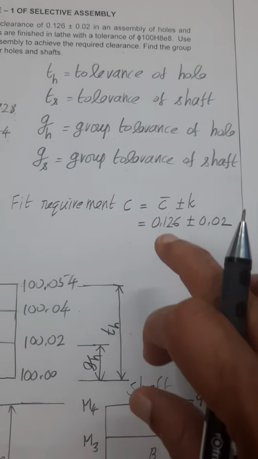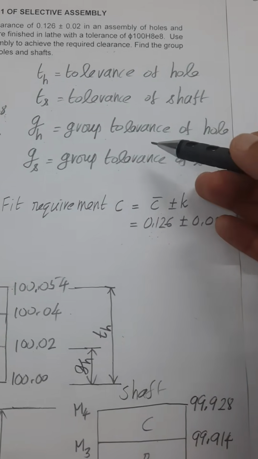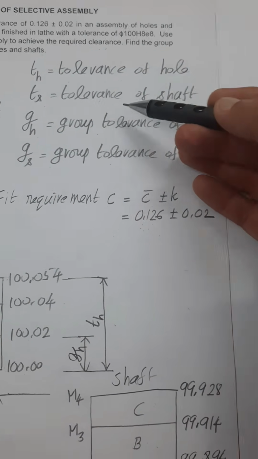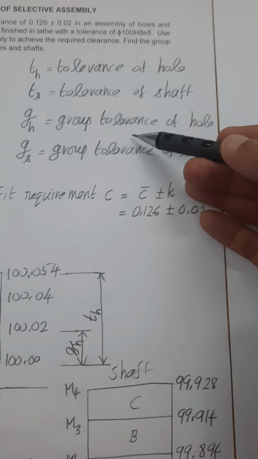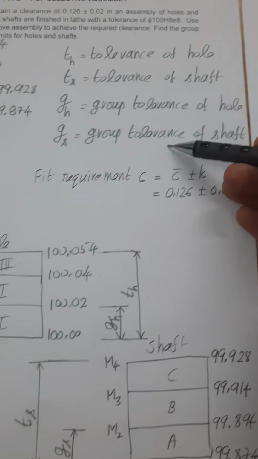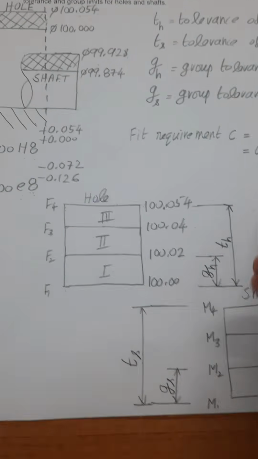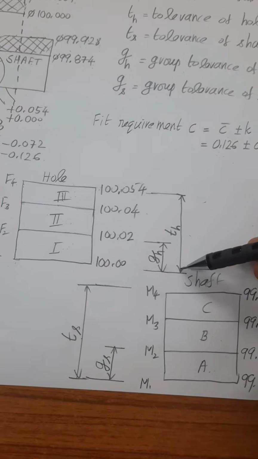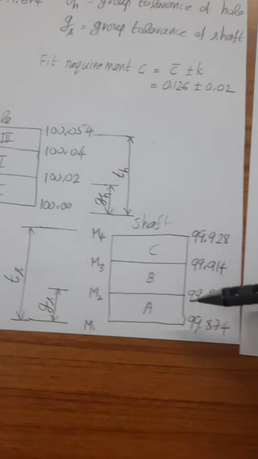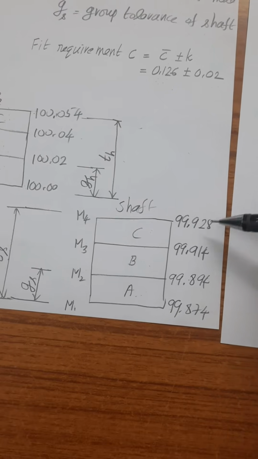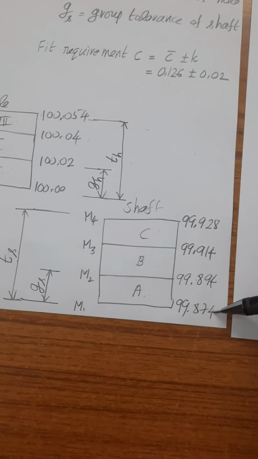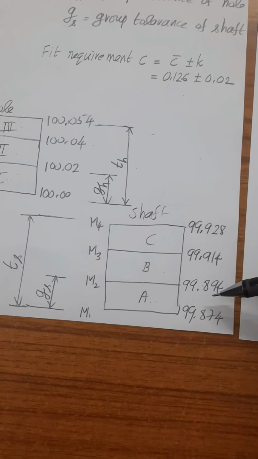Now, already we have discussed the notations. TH is the tolerance of the hole, TS is the tolerance of the shaft, GH is the group tolerance of the hole, GS is the group tolerance of the shaft. For this problem, what is the value of TH? TH is 0.054. What is the value of TS? TS is the difference between 99.928 and 99.874. So TS is also 0.054.